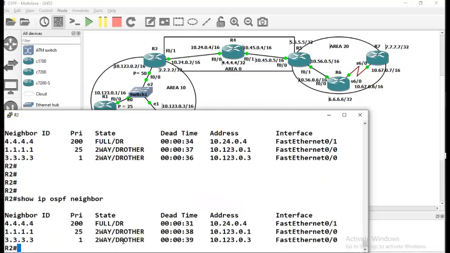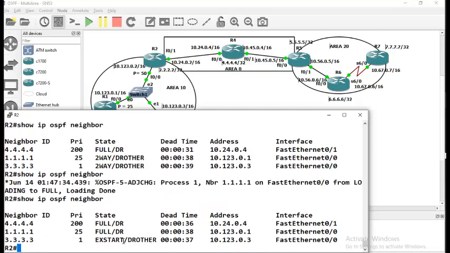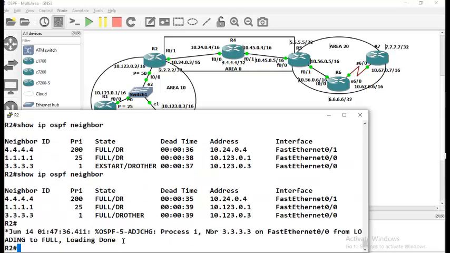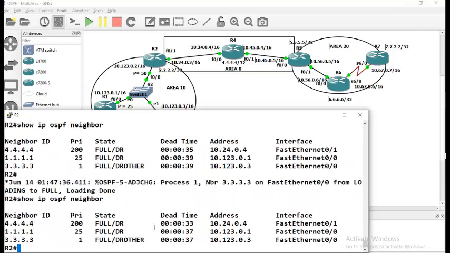Now R4 has become DR. It is because of the high priority. You see, I told you. R1 has become DR, even though... So is that because of high priority or no, because of other route writing? No, route right. Please focus. Okay.